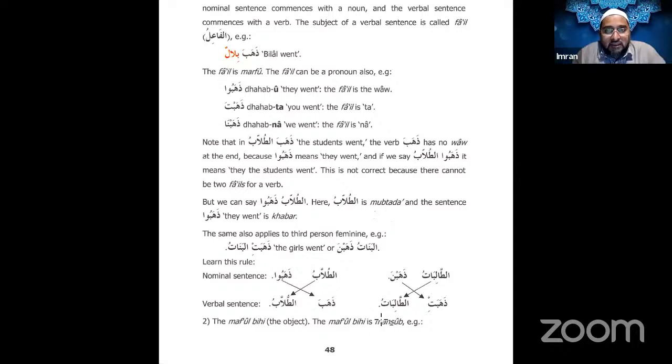One concept is that the mubtada comes definite and the khabar comes indefinite. And the other concept is that the mubtada and the khabar always correspond to each other in number and gender.